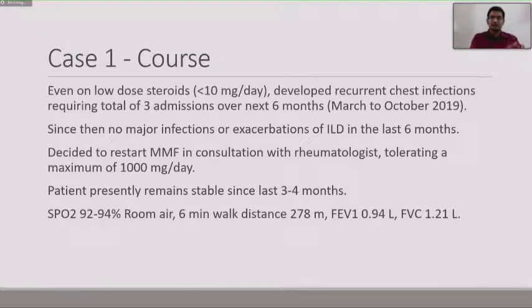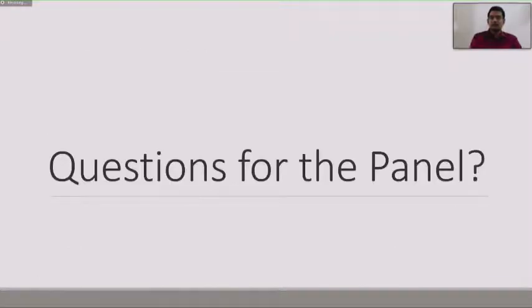She developed recurrent chest infections. 3 admissions she had required, including the one which I described. After 6 months, however, she has been stable. And we decided to restart mycophenolate in consultation with the rheumatologist. She's tolerating about 1,000 milligrams per day, unable to go beyond that. And since the last 3 or 4 months, she has been stable. The saturation, the 6-minute walk distance, the lung functions, they've all remained stable.